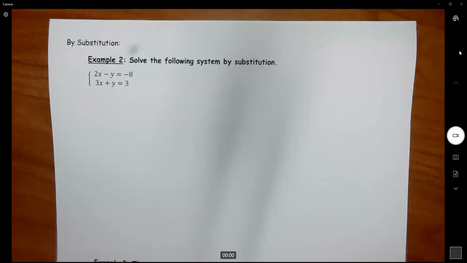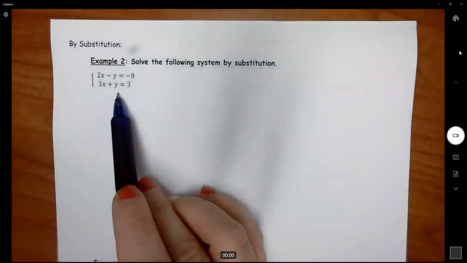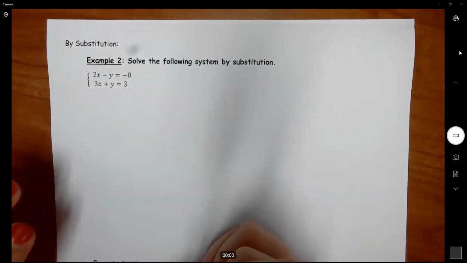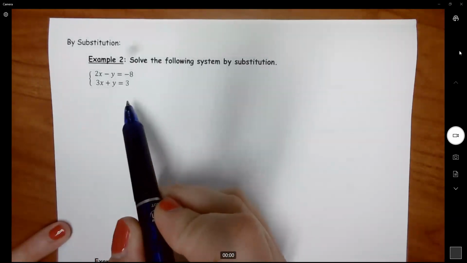The second method we're going to go over is by substitution. So we've got one example and then one application problem. To solve the following system of equations by substitution, you first need to solve one of these for a variable. These are both in standard form, so that doesn't help us. So we need to solve one of them.